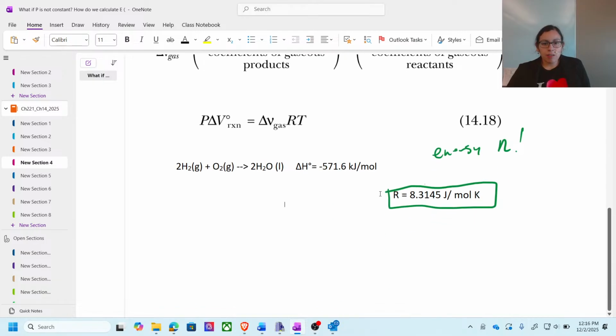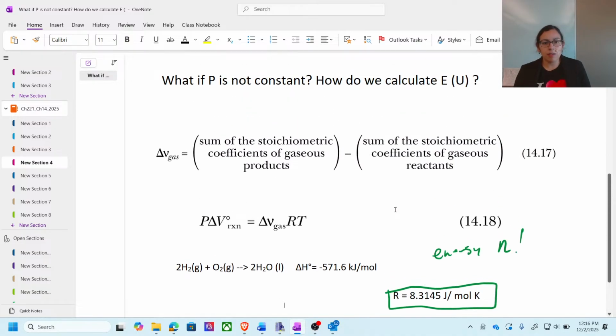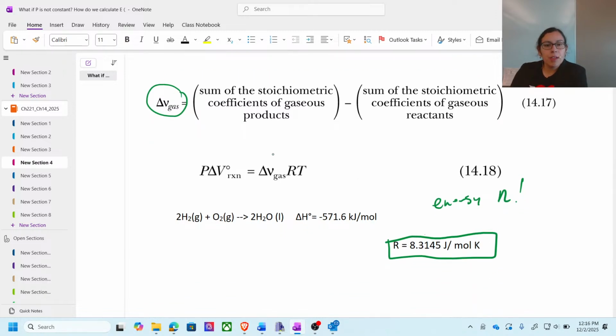And so now let's calculate our pressure-volume work though. So what's our change in volume of gas? First, let's look at our equation. It asks us to take the difference, so the sum of the stoichiometric coefficients of the gaseous products. Looking at this equation, do we have any gaseous product here?